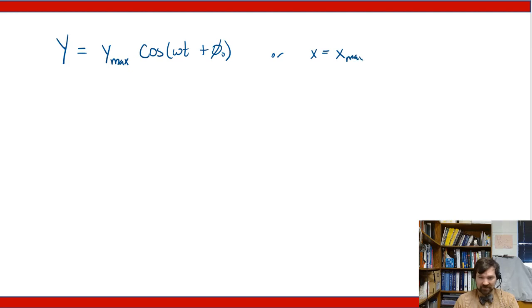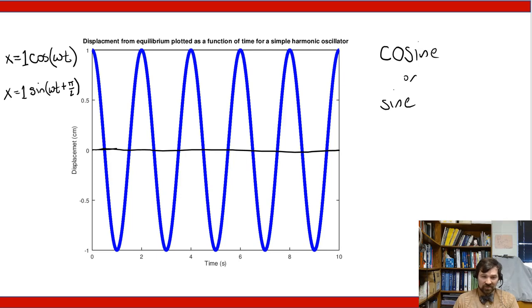Okay. Sometimes this is written, by the way, in terms of y's for vertical motion, and sometimes instead of an A for amplitude, we write a y max. But either way, you end up with some function like this. And if you want x, you could say x max cosine omega t plus phi naught. Now that solves for the position as a function of time.